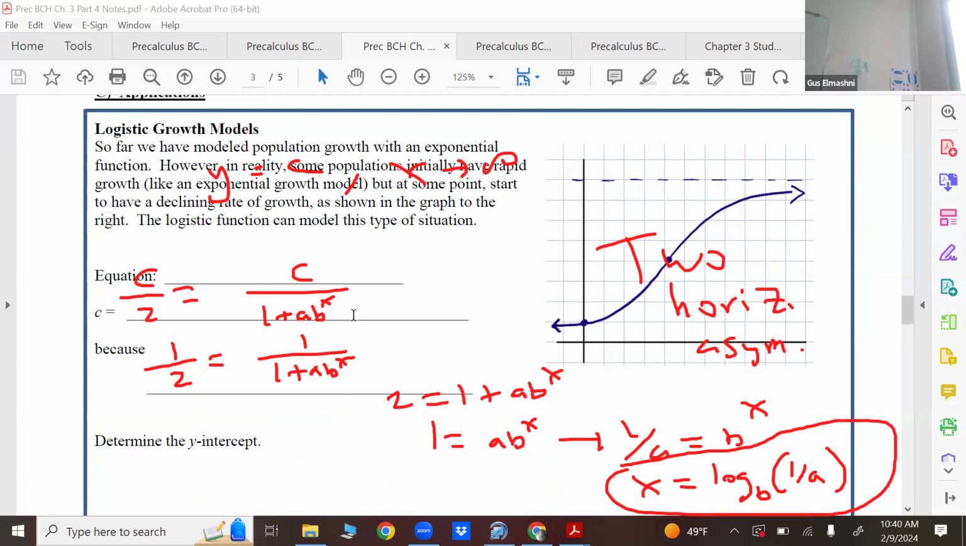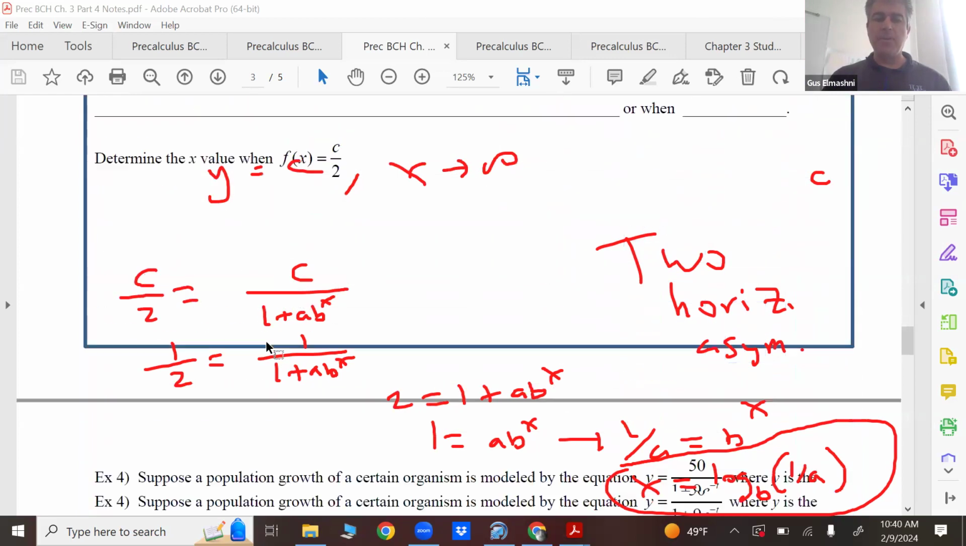As X goes towards negative infinity, it goes towards zero, and you get a fraction that gets really large. What are those? That's C. Yeah, that's C, guys, up here. Yeah, Catherine, go ahead. Exactly. Eventually we have to hit a cap.